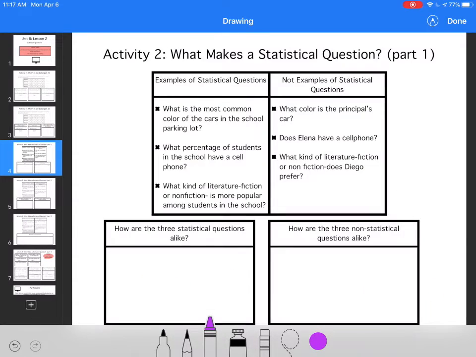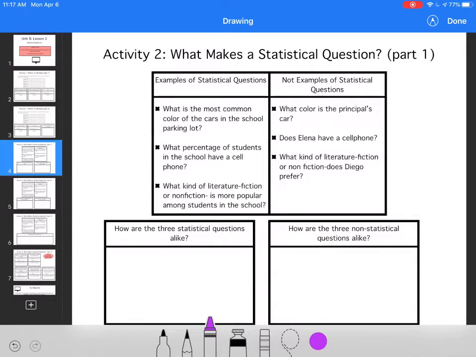All right, so then it says, what makes a statistical question? So examples of statistical questions are, what is the common color of cars in the school parking lot? What percentage of all students have a cell phone? What kind of literature, fiction or nonfiction, is more popular among students at school?